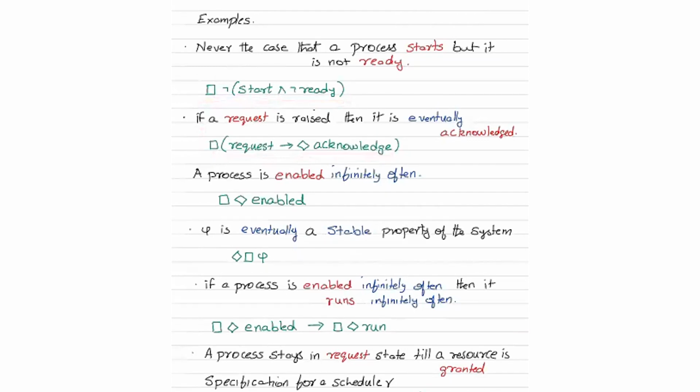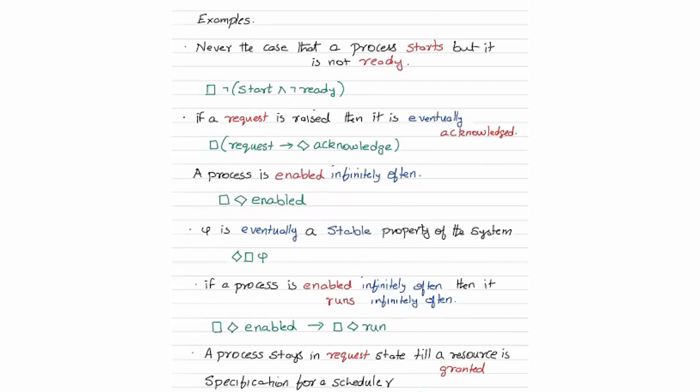Okay. Here are a couple of interesting formulas. If you want to say that a process is enabled infinitely often, how do you say that? Well, it is always the case that eventually the process is enabled, right? So box says that it is always the case. Always the case what? Always the case that this formula holds, diamond enabled, and diamond says that eventually it is enabled. Okay, so at every point, there is some point in the future where the process is enabled. That's what this formula says.